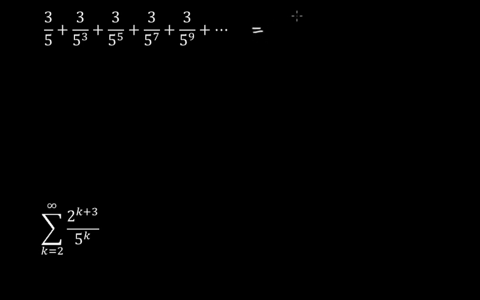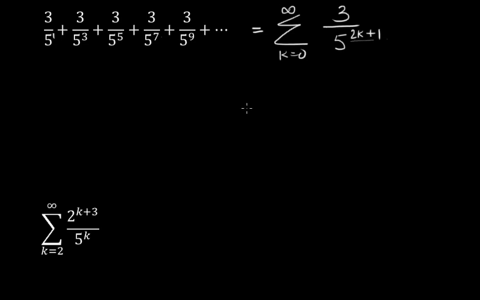Two more examples. Let's write this in summation notation. We have the sum, and let's see. The denominators are odd powers of 5. So that's going to be 5 to the 2k plus 1. That's how you write odd numbers, 2k plus 1. And the top is 3 all the time. And our first exponent is 1, so k starts at 0. So k equals 0 to infinity.